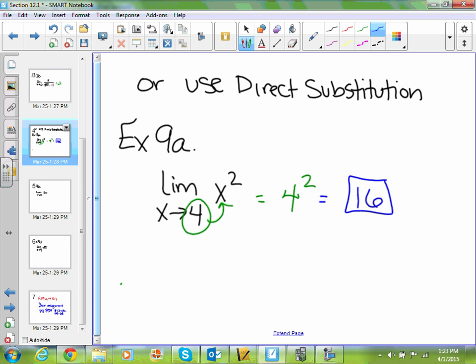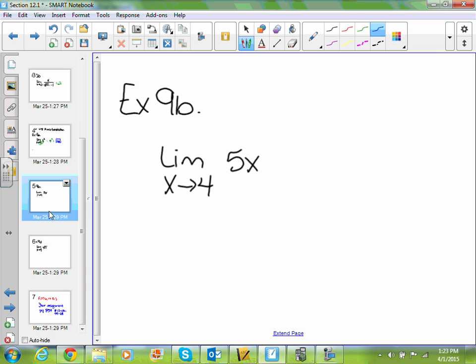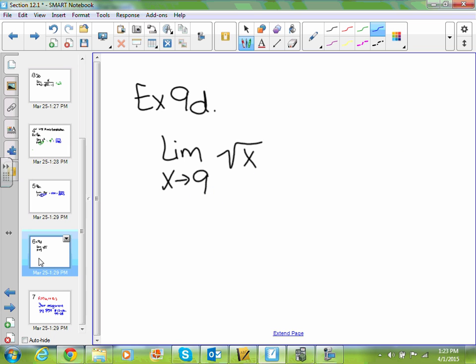So it's just like what it's talking about. You can do it that way on all of them, except for this one where it was undefined. So if I do the same thing then for the limit as x approaches 4 of 5x, I plug in 4 for x. I get 5 times 4, and 5 times 4 is 20. Okay, direct substitution is probably the easiest thing to use, except when you get undefined values, which happens every once in a while.